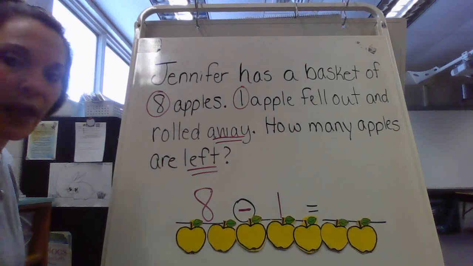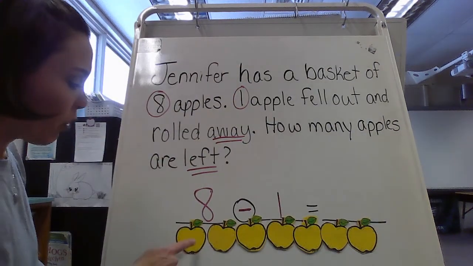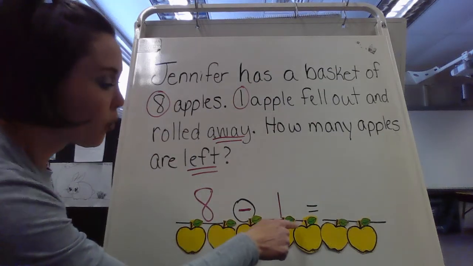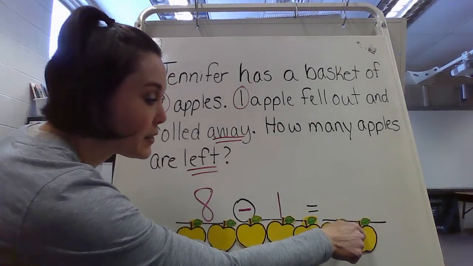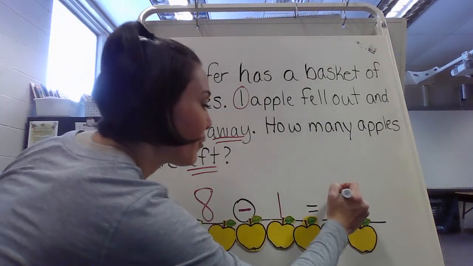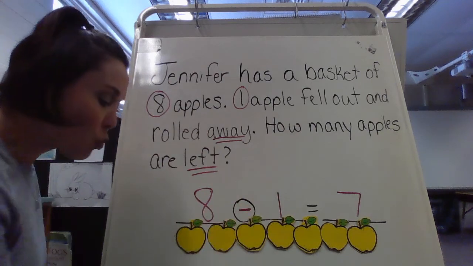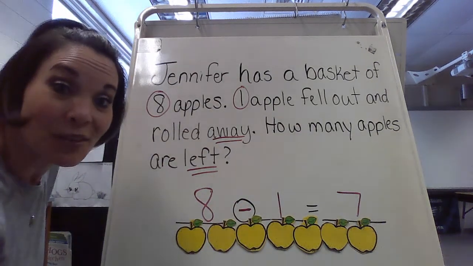All right, now we did that. Now we got to see how many apples are left. 1, 2, 3, 4, 5, 6, 7. That's what we have left. 8 take away 1. 8 minus 1 equals 7.